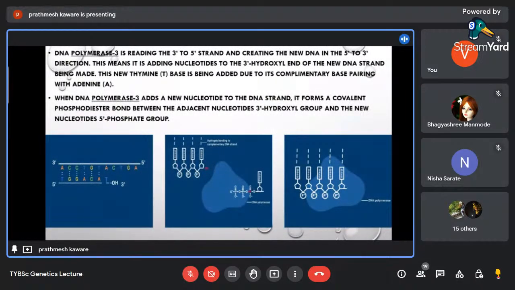DNA polymerase 3 is reading the 3 to 5 strand and creating the new DNA in the 5 to 3 direction. This means it is adding nucleotides to the 3-hydroxyl end of the new DNA strand being made. The new thymine base is being added by complementary base pairing with adenine. When DNA polymerase 3 adds a new nucleotide to the DNA strand, it forms a covalent phosphodiester bond between the adjacent nucleotide's 3-hydroxyl group and the new nucleotide's 5-phosphate group.